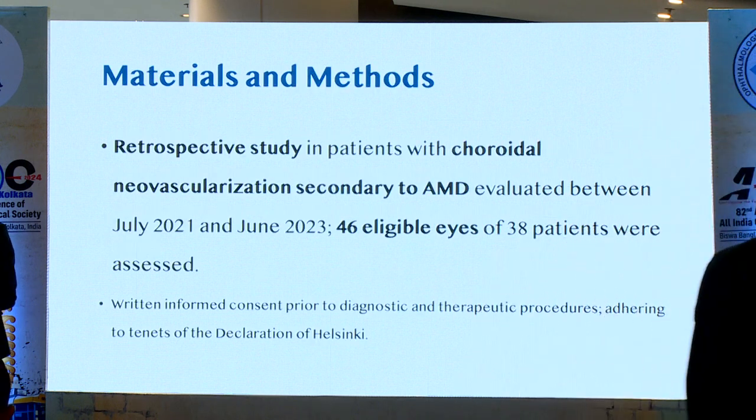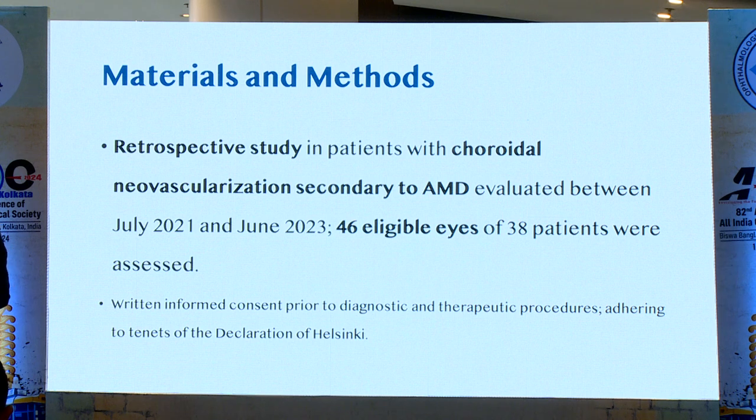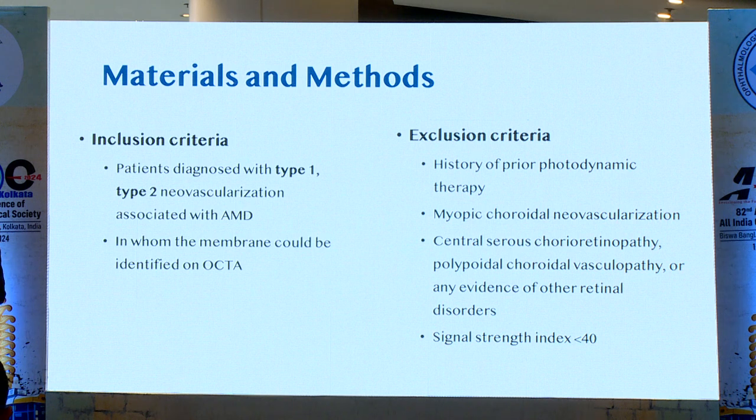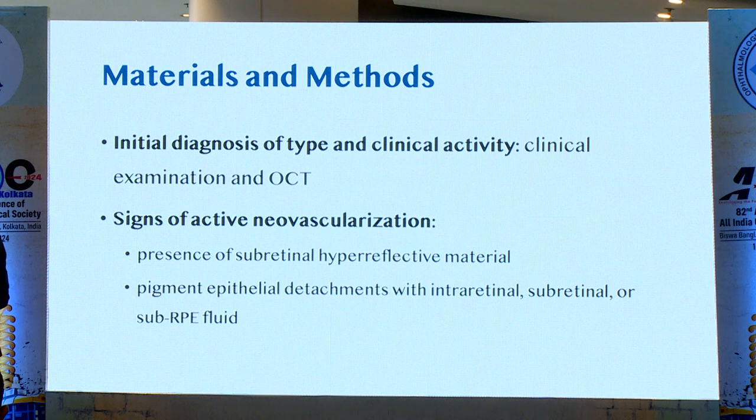A retrospective study was conducted with all patients having choroidal neovascularization, and 46 eligible eyes were chosen. The inclusion criteria were patients that were diagnosed with type 1 or type 2 neovascularization secondary to AMD and in whom a membrane pattern could be identified. Those with prior photodynamic therapy, myopic choroidal neovascularization, CSR, or signal strength less than 40 were excluded.